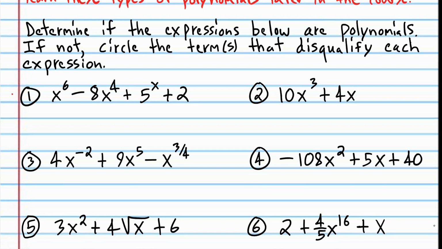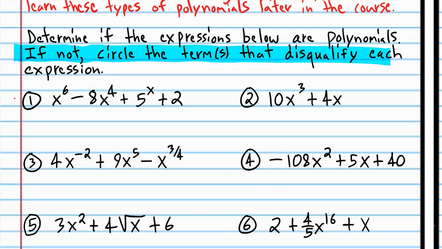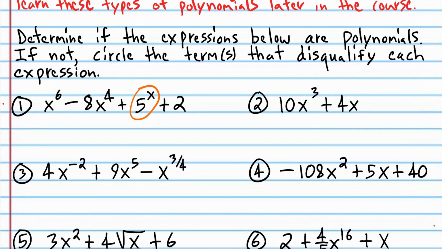are not. It says, determine if the expressions below are polynomials. If not, circle the terms that disqualify each expression. So this is not a polynomial, and the reason is this term here. You can't have a variable as an exponent, so we say no, that's not a polynomial. Now for number 2, that is a polynomial. There's nothing that disqualifies that expression.